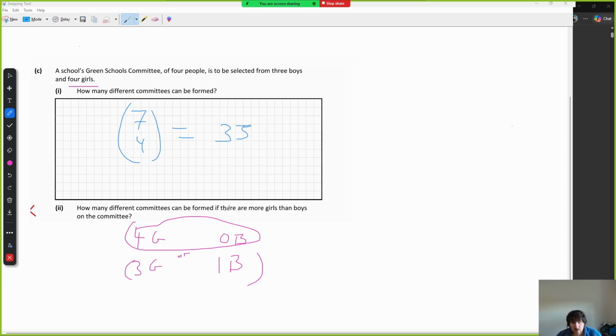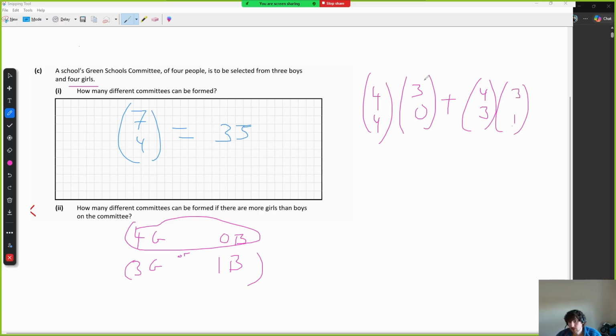So how many different committees can be formed? If we want 4 of the girls, that looks like 4 choose 4, and we want 0 of the boys, so that's 3 choose 0. That's the first scenario. Or we can choose 3 of the girls, so there's 4 choose 3, and then we choose 1 of the 3 boys, so 3 choose 1.